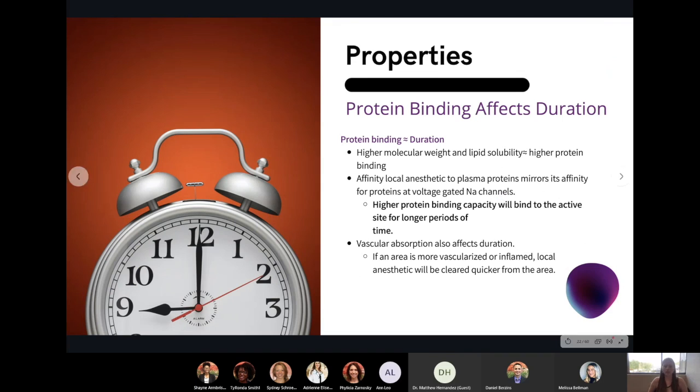Protein binding of local anesthetics also correlates with the duration of the local anesthetic. It happens to be that local anesthetics with higher molecular weight and lipid solubility tend to have higher protein binding. The affinity of local anesthetics to plasma proteins mirrors its affinity for proteins at voltage-gated sodium channels. Thus, local anesthetics with higher protein binding capacity will bind to the active site for longer periods of time. Vascular absorption also affects duration, which we will discuss more in a little bit.